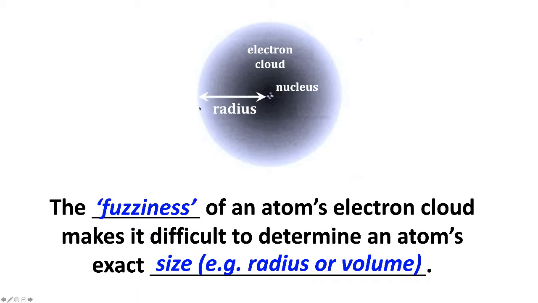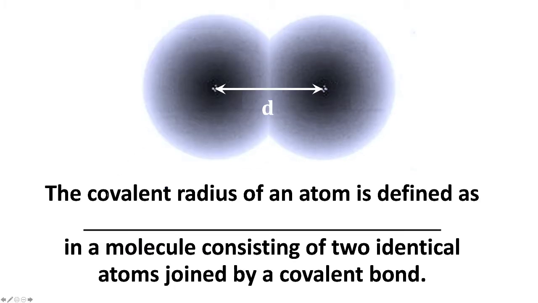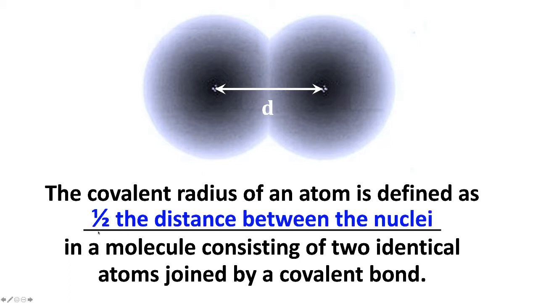Well, we pick the radius typically as the thing that we measure, and we define a thing known as a covalent radius by taking two identical atoms, bonding them together, and if they're bonded together with a covalent bond, we measure the distance between the two nuclei. And that's actually something that can be measured quite accurately. And so we then define the covalent radius of an atom as half the distance between the two nuclei if the molecule consists of two identical atoms joined by a covalent bond.